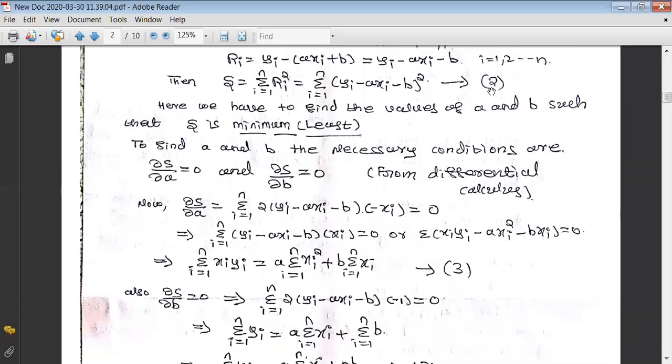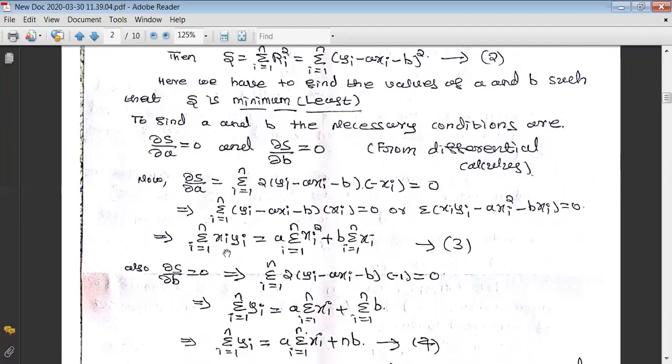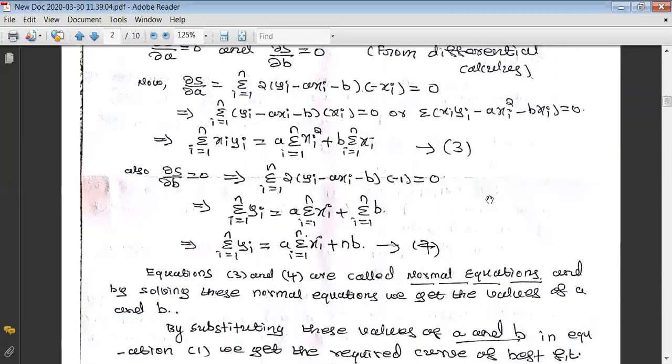Once we differentiate equation 2 partially with respect to a, we get this one, and it has to be equated to 0. Once we simplify this, we get summation xi yi, i varies from 1 to n, equals a into summation xi square, i varies from 1 to n, plus b into summation xi, i varies from 1 to n. Let us take this one as equation 3.